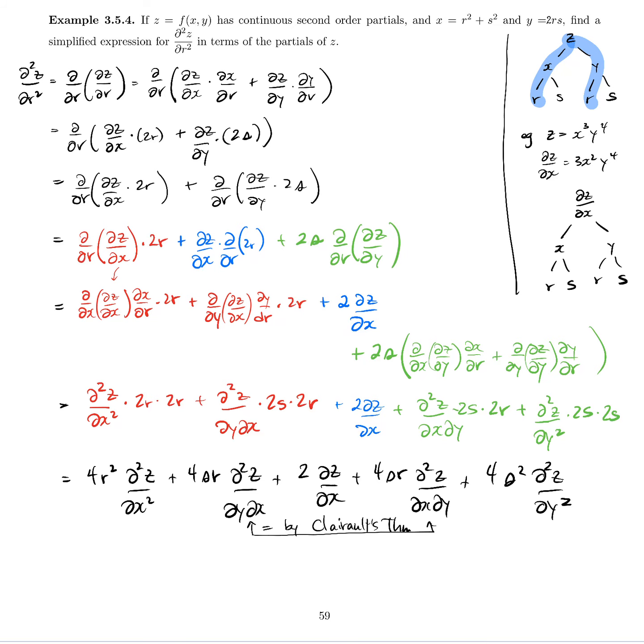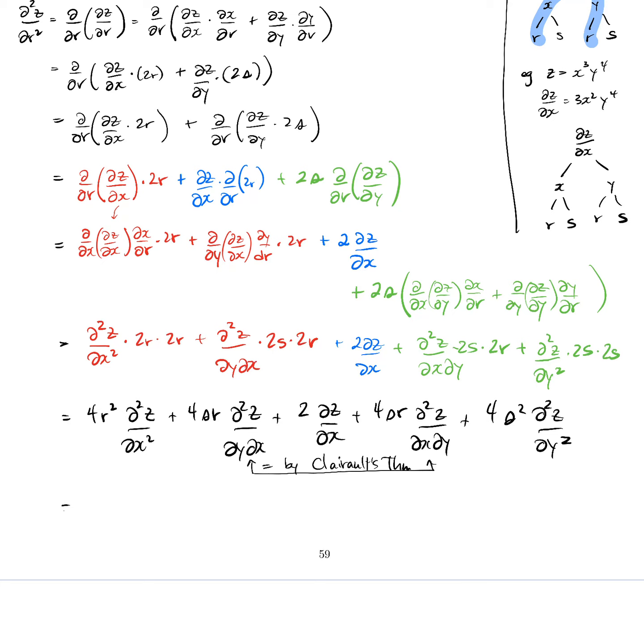So that means I can combine those two together and give a final answer of 4r² ∂²z/∂x², plus, if we combine these together, 8sr ∂²z/∂y∂x, it doesn't matter if I write ∂y∂x or ∂x∂y, plus 2 ∂z/∂x plus 4s² ∂²z/∂y².